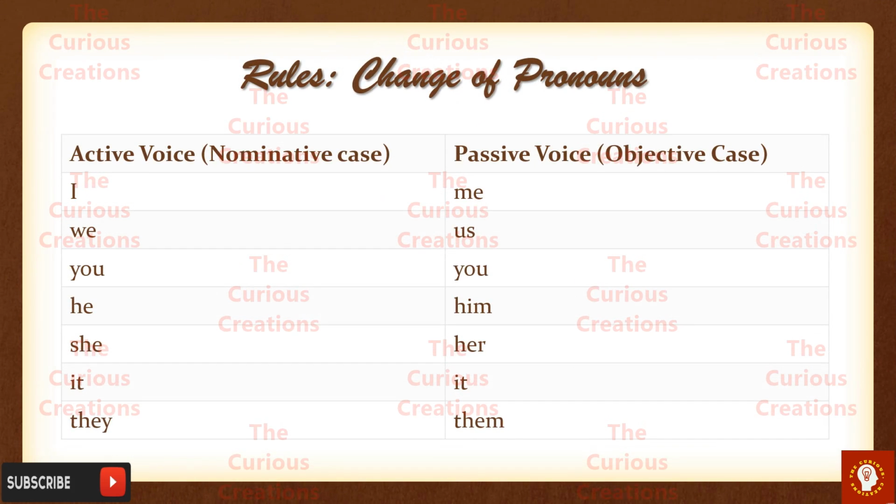Now that we have discussed what active and passive voice are, and what their uses are, we must now move to the rules of conversion. First of all, let us know the conversion rules of pronouns. The one-line statement for the conversion of pronouns is: change nominative form of pronoun in active voice to objective form in passive voice. That is, I changes to me, he changes to him, she changes to her, they changes to them, we changes to us, you and it remain the same.